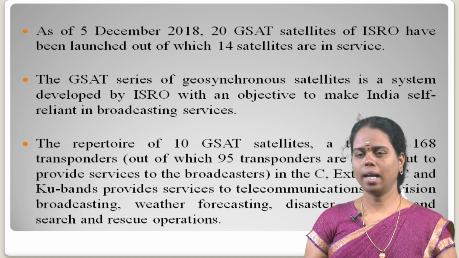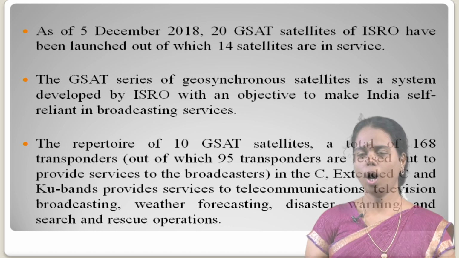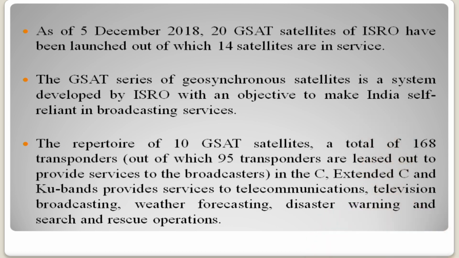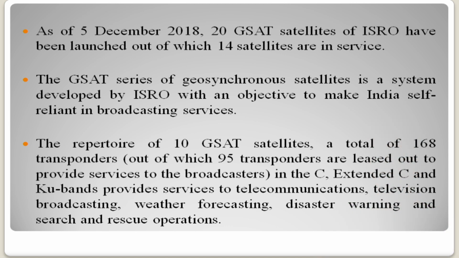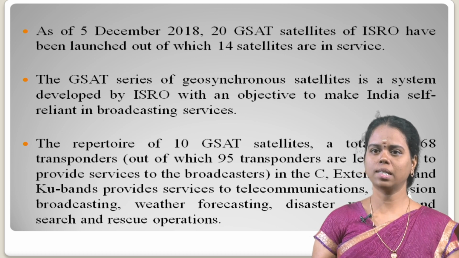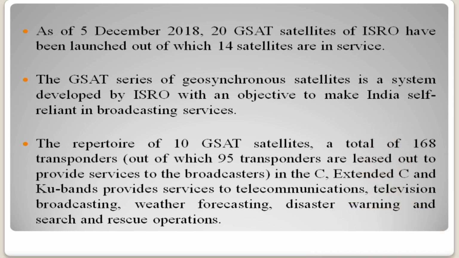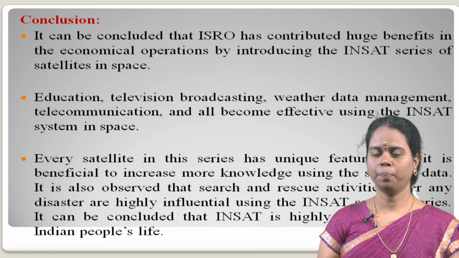The 14 GSAT satellites have a total of 168 transponders, out of which 95 transponders are leased out to provide services to broadcasters. It is extended and provides services to telecommunication, television, broadcasting, weather forecasting and disaster warning and search and rescue operations.